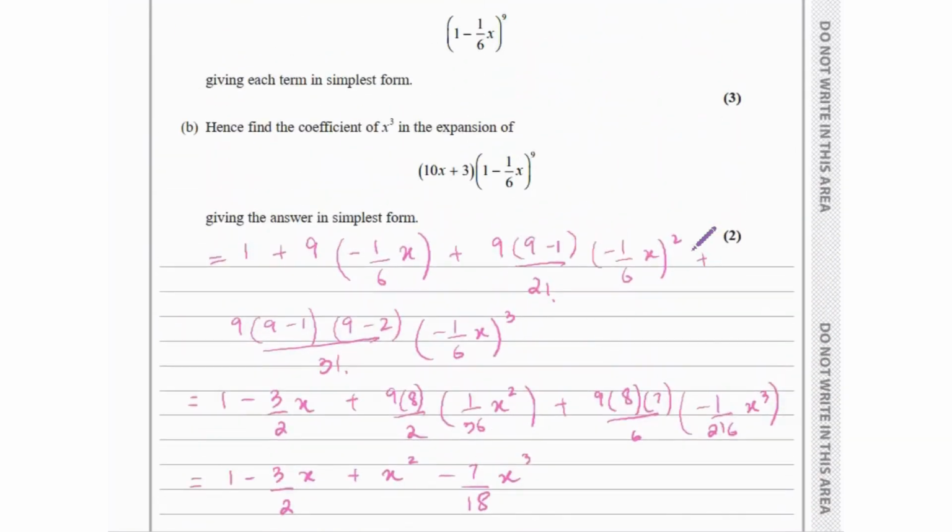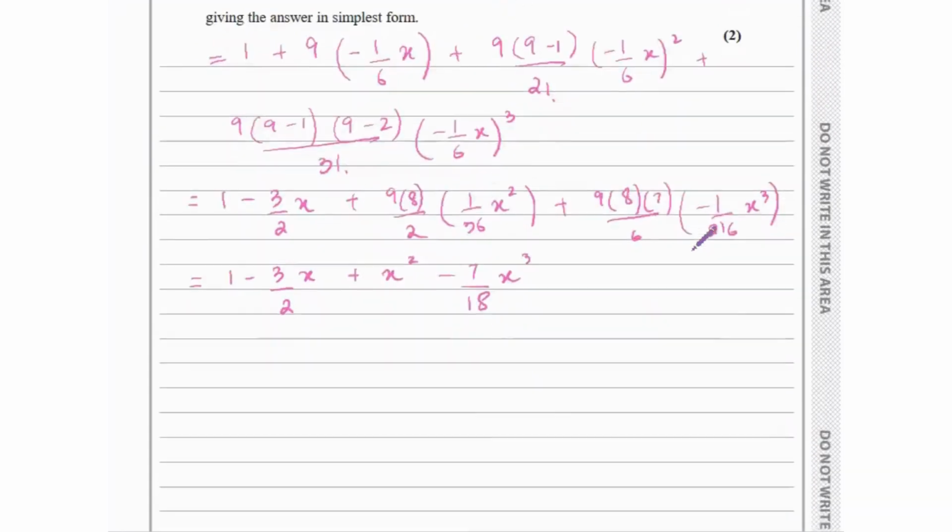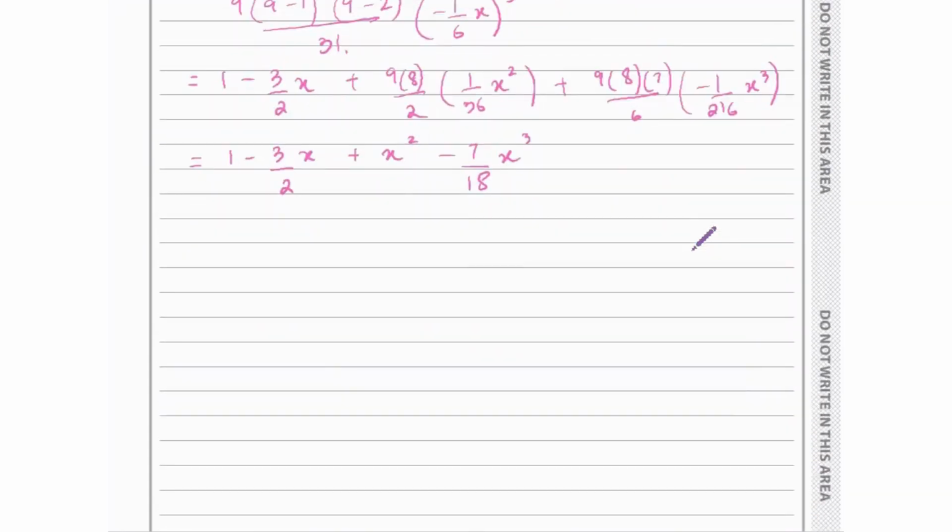Then hence find the coefficient of x cubed in the expansion of (10x plus 3) multiplied by (1 minus 1 over 6x) whole power 9, giving the answer in simplest form. So you're just going to focus on the terms which will give us x cubed. So the terms which will give us x cubed are going to be x times x squared and then x cubed times the constant.